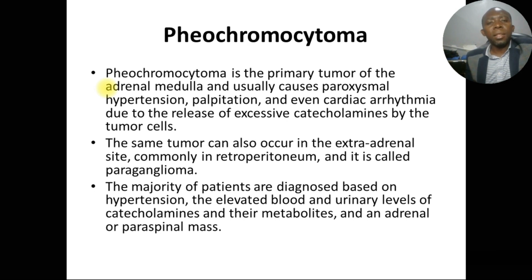So we have another tumor, and this is what we call the pheochromocytoma. A pheochromocytoma is the primary tumor of the adrenal medulla, and usually causes paroxysmal hypertension, palpitation, and even cardiac arrhythmia due to release of excessive catecholamines by the tumor cells.